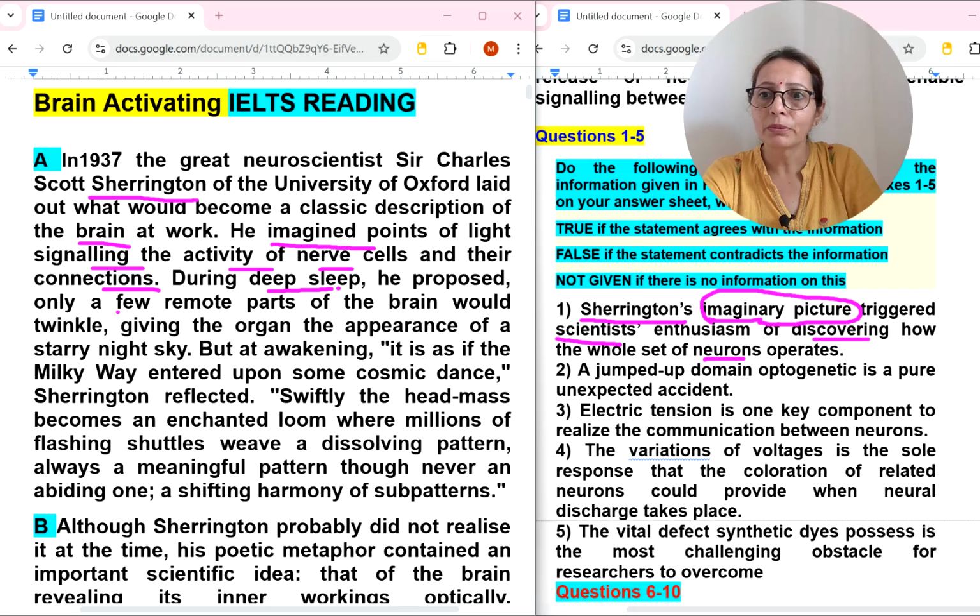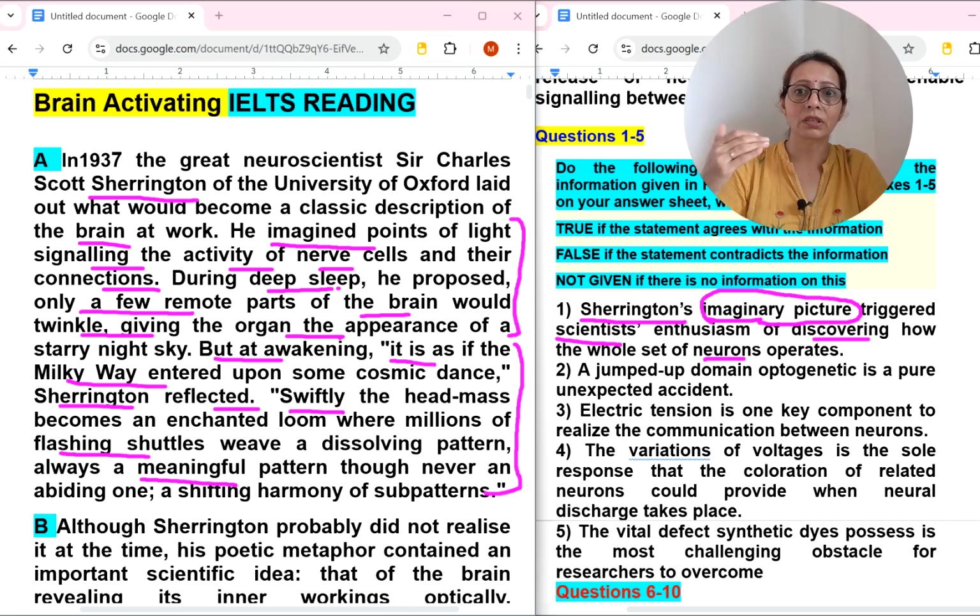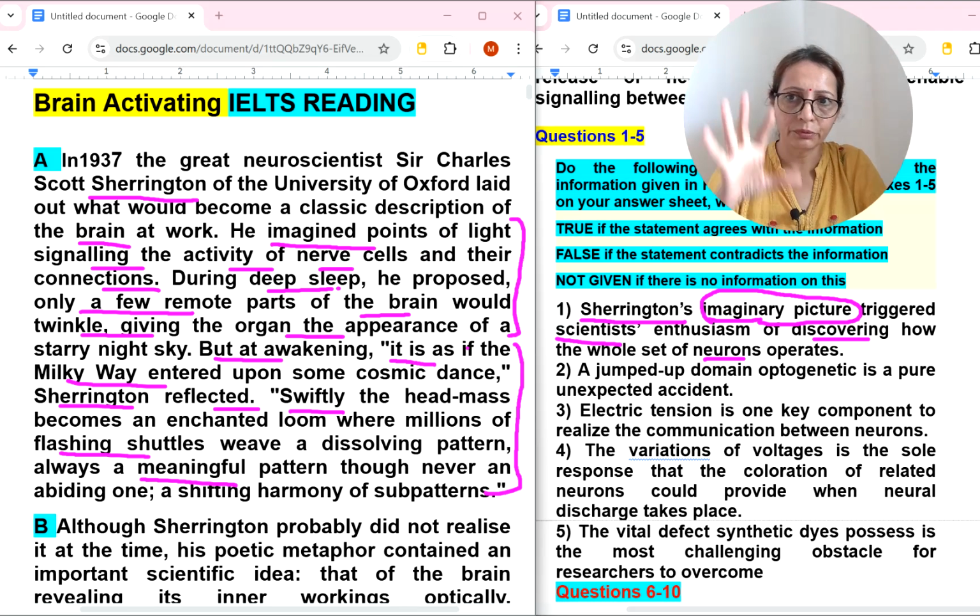During deep sleep, he proposed only a few remote parts of the brain would twinkle. So here he is giving an explanation of what he had imagined. But at awakening, it is as if the Milky Way entered some. Okay, so Sherrington reflected; he is just explaining. Swiftly, the head mass becomes an enchanted loom where millions of flashing shuttles weave a dissolving pattern, always a meaningful pattern. So in the first paragraph, I can make out that he is explaining his point of view, what he had imagined.